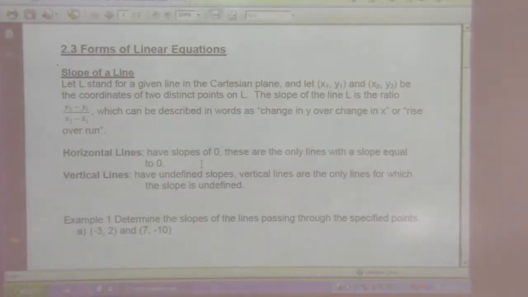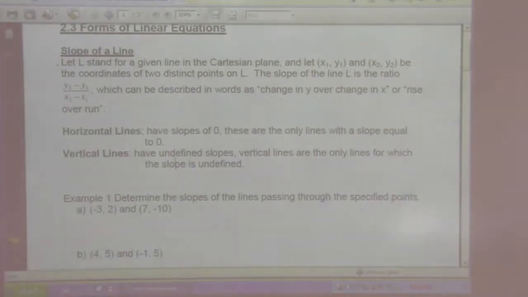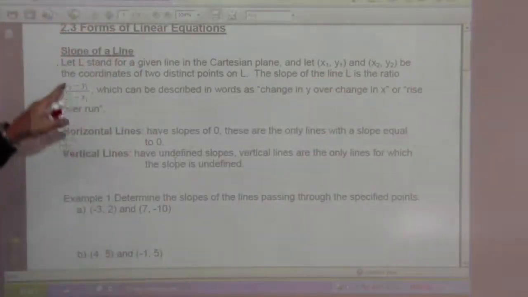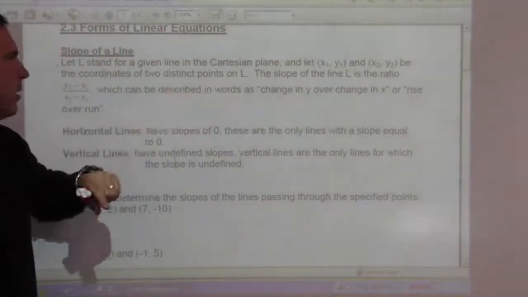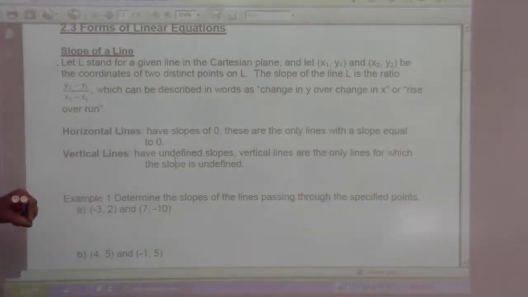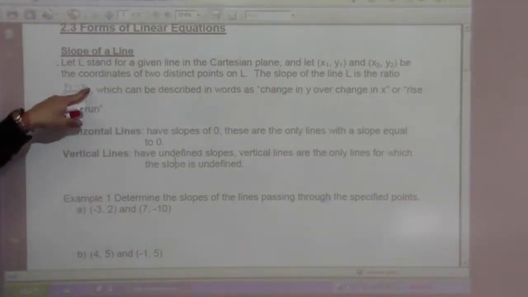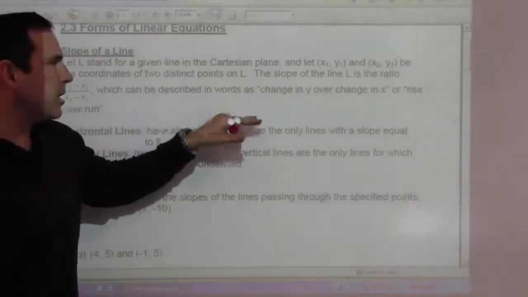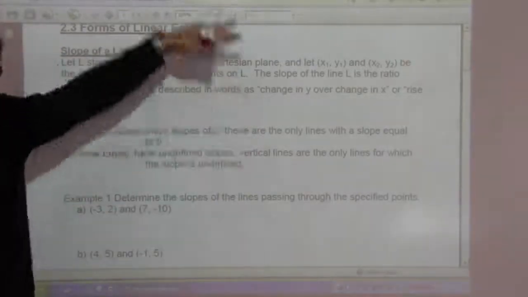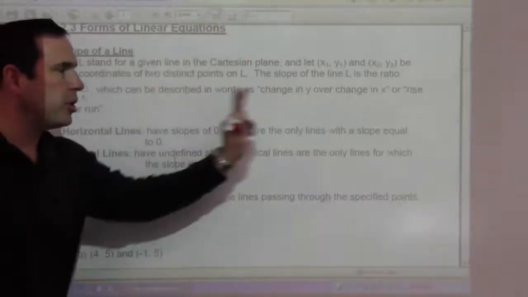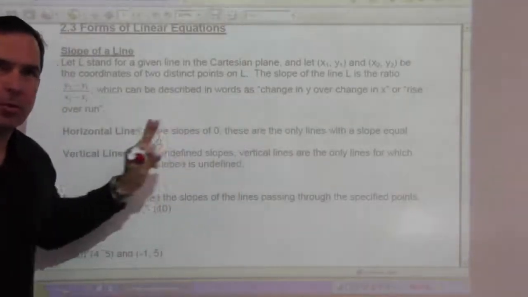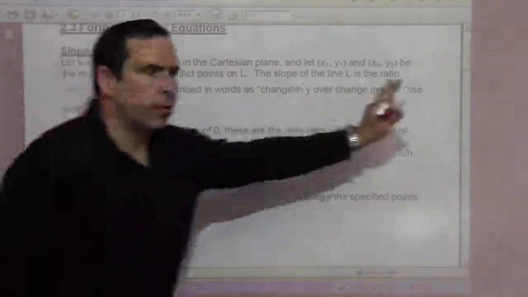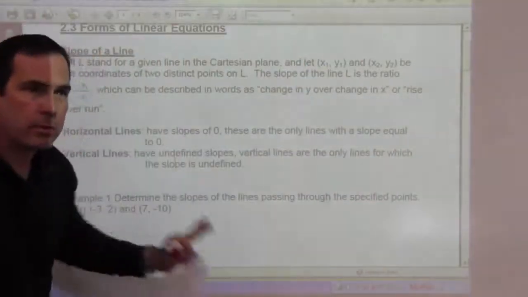Let's talk about that. Let L stand for a given line in the Cartesian plane, and let (x1, y1) and (x2, y2) be the coordinates of two distinct points on L. The slope of the line L is the ratio (y2 minus y1) over (x2 minus x1), which can be described in words as the change in y over the change in x. How much is the vertical part changing, over how much the horizontal part is changing? Or rise over run. How much is going up versus going across? Is it going down as we go to the right?